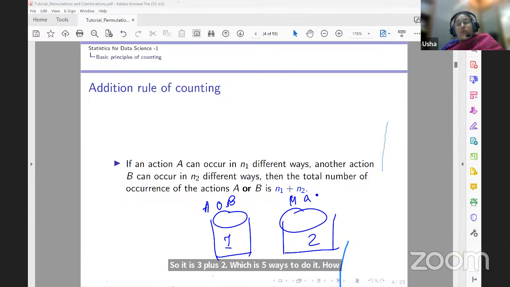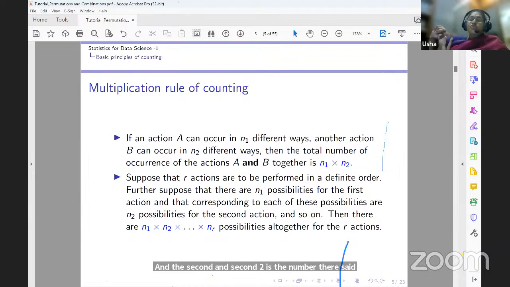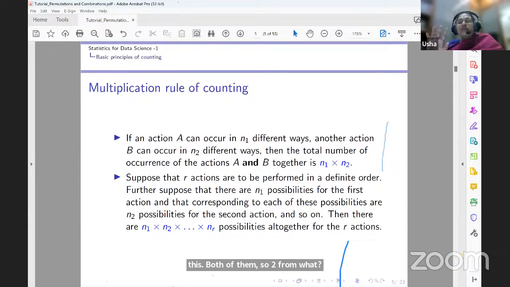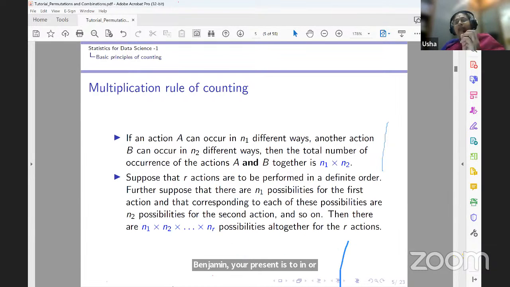However, when I am doing the first action in N1 ways, that is 3 ways, and the second in 2 ways, and I want both of them, so choose from 1 and 2, it is the multiplication rule of counting. So whenever your question is A or B, it would be addition. A and B, it is going to be multiplication.